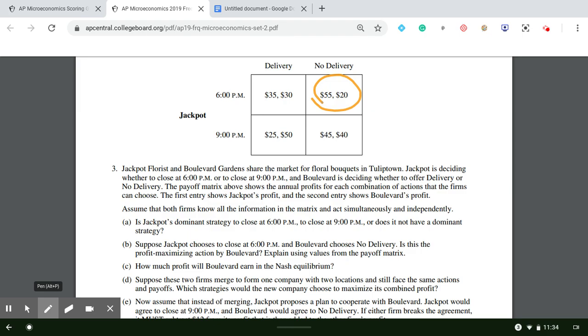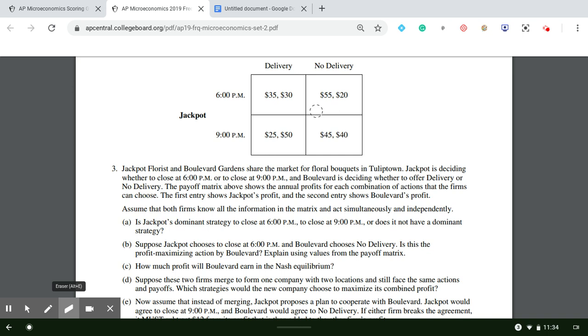Is this the profit maximizing action by Boulevard? Explain it using values from the payoff matrix. And I would say no. It is not because if they chose to deliver, they would get $30 rather than $20. Sometimes these payoff matrix questions are a lot simpler than you think. You just have to look at it and be able to interpret.